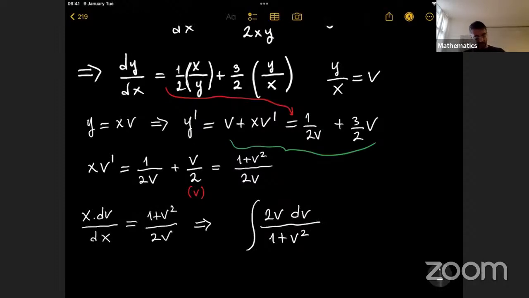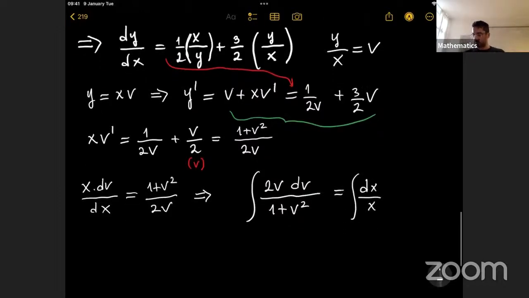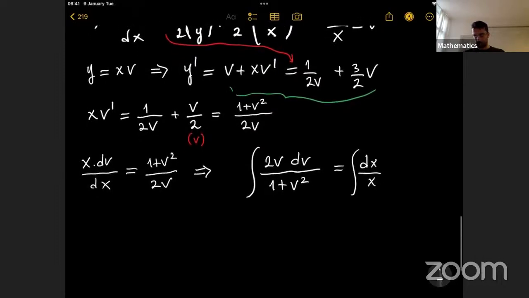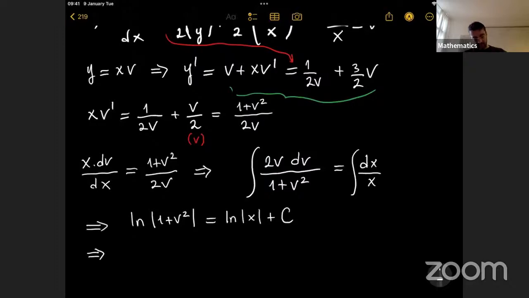Let's integrate this. On the right hand side, we have dx over x. So we cross multiply, sort of, dx over x and integral. The nice thing is these integrals are easy to compute. Left hand side is basically ln of 1 plus v squared, right? You can do the basic substitution to do that. Right hand side is ln of absolute value of x plus a constant. So we simply take the exponential of both sides. We get 1 plus v squared is equal to e to the ln of absolute value of x plus c. So it's going to be x times e to the c.